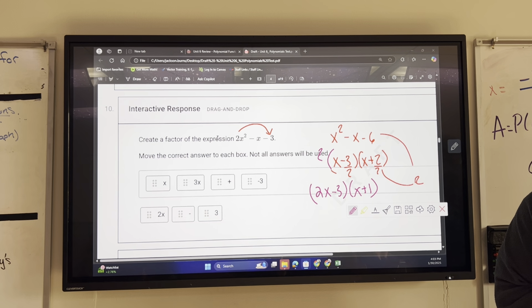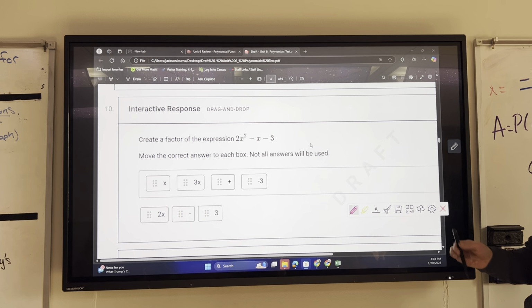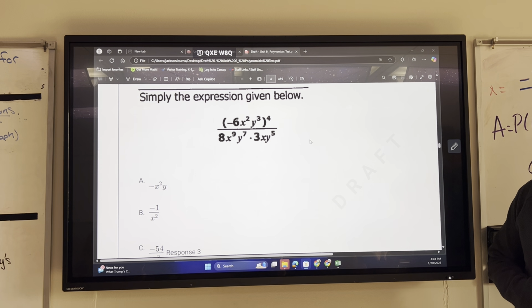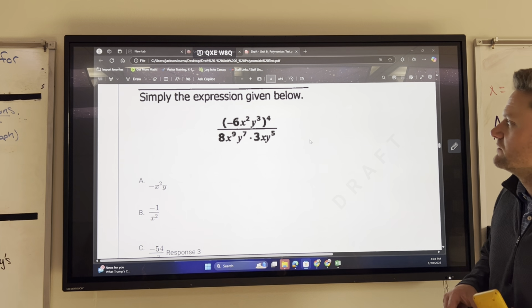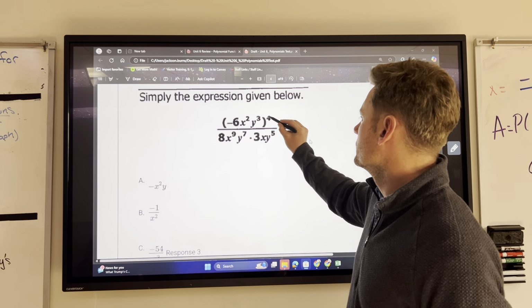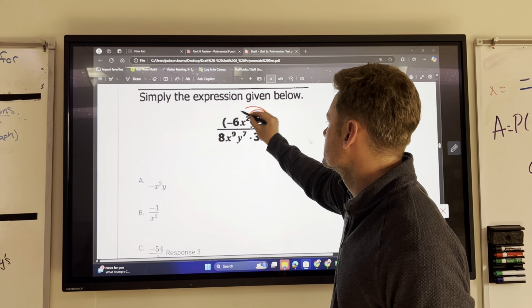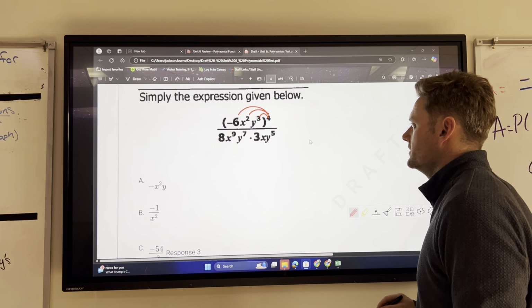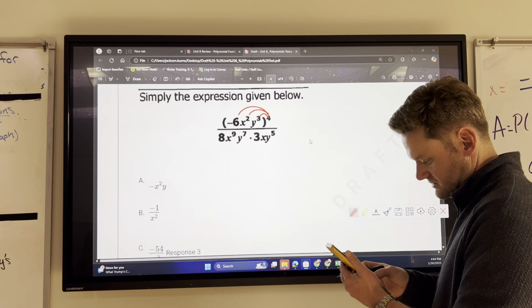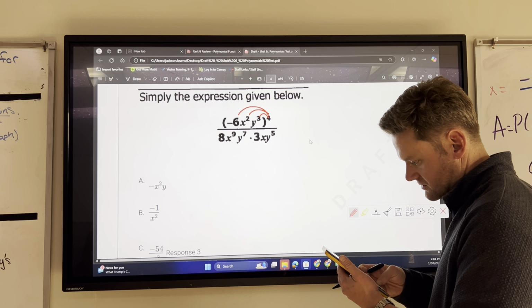All right. So that was a lot of factoring review. There was a lot of factoring on that Kahoot. Starting with your review, I think this is one of the first problems on the review. It says simplify. Well, what do you have to do? I have to use some exponent rules. I got to distribute over here. So I have negative 6 to the 4th.